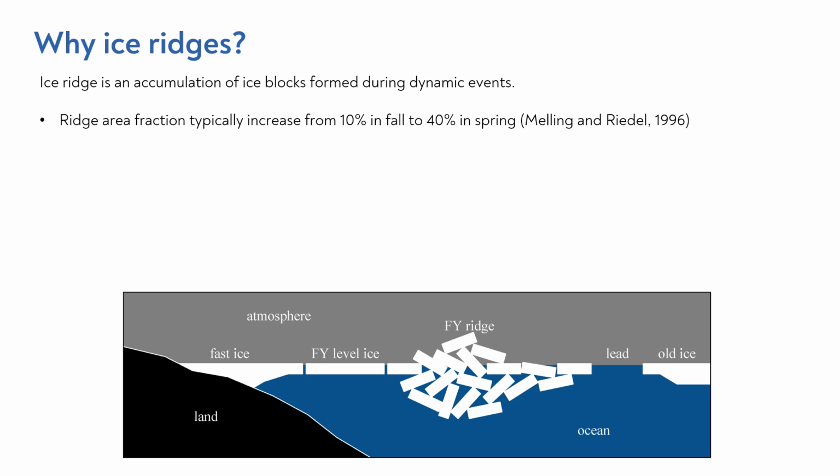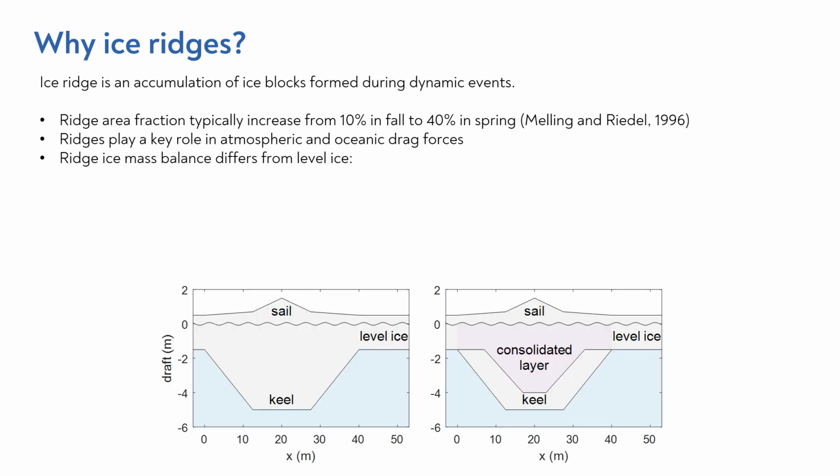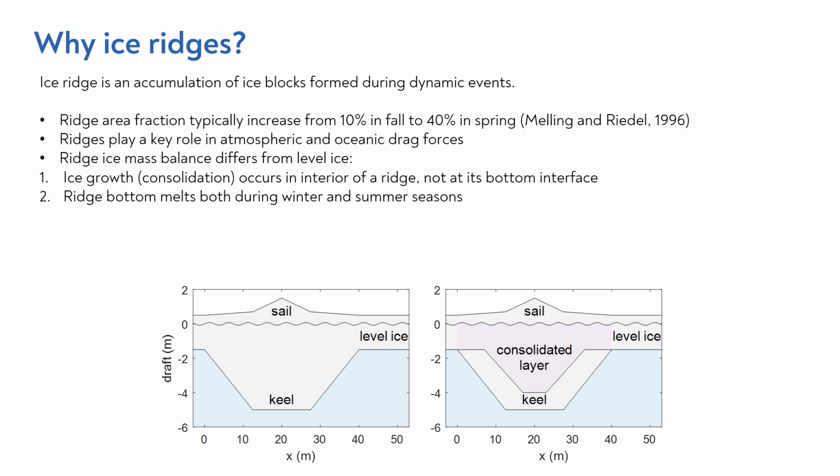Well, first, they cover from 10 to 40% of ice area depending on the season. Second, they play a key role in atmospheric and oceanic drag forces. Finally, their mass balance is very different from level ice. The ice growth of ridges happens inside of them, while ridge bottoms can melt not only in summer, as for level ice, but also in winter.